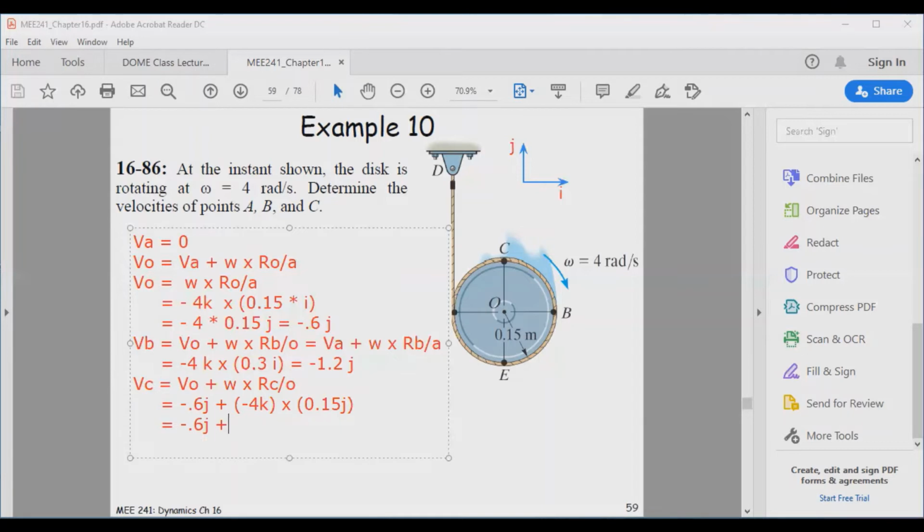0.6 J plus K cross J is minus I, right? K cross J, because we're going backward, minus I, so minus is plus. So plus 4 times 0.115 I, right? So it actually has some components in the I direction. And this is going to be equal to minus 0.6 J plus 0.6 I.